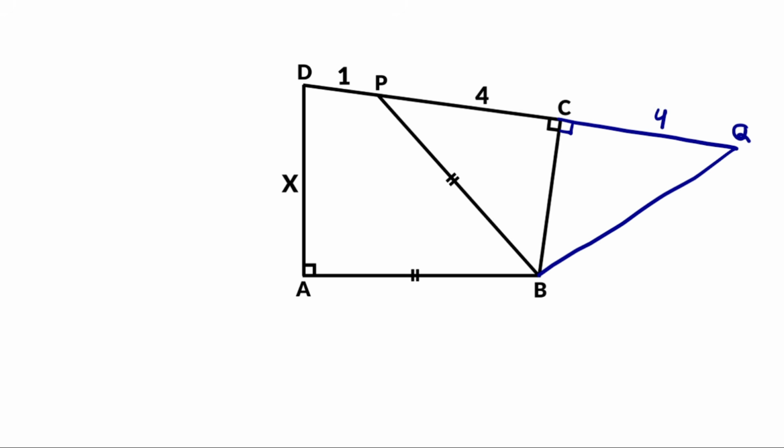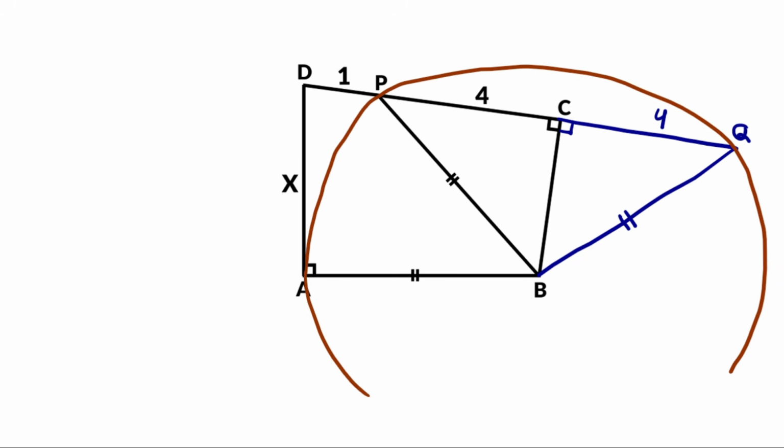Notice what we've created. Triangle BCQ is a mirror image of triangle BCP. That means BQ equals BP. And since the problem tells us that BP equals AB, we now have AB equals BP equals BQ. In other words, points A, P, and Q are all the same distance from point B. That means A, P, and Q lie on a circle centered at B.